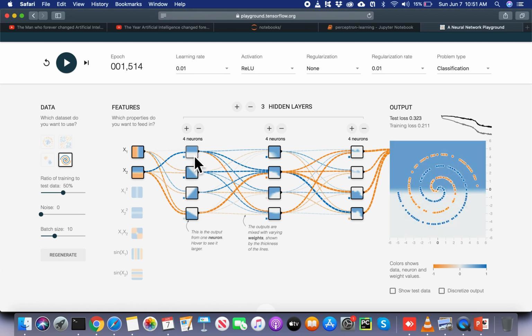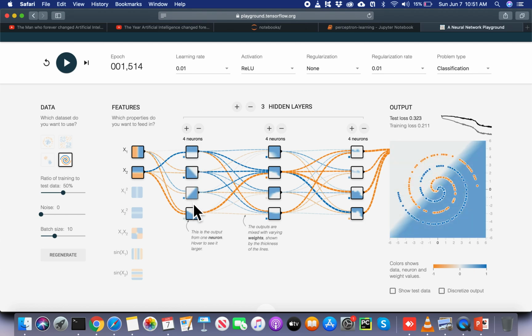Again, if you look at the first layer, a linear feature, a linear feature, a linear feature, and a linear feature.